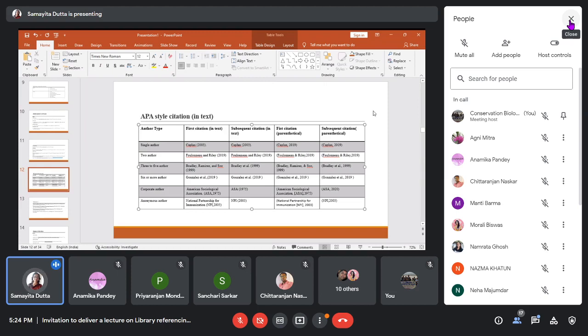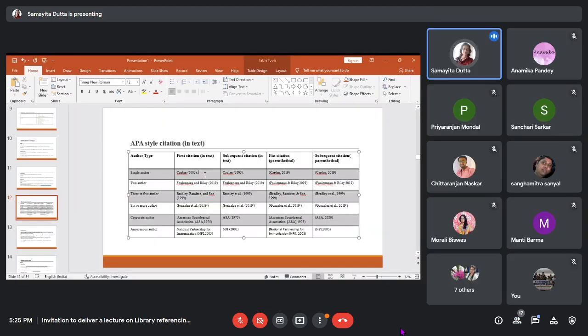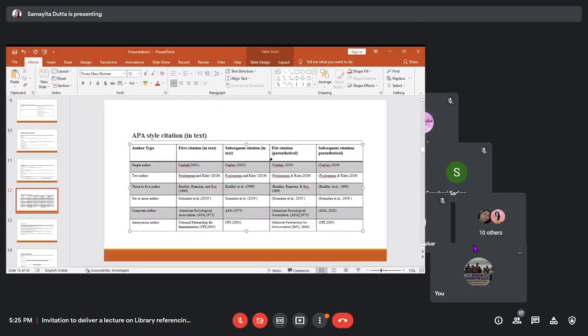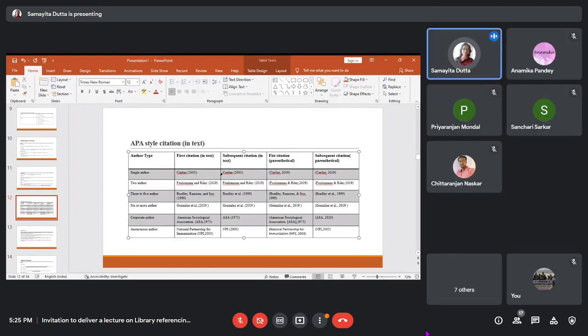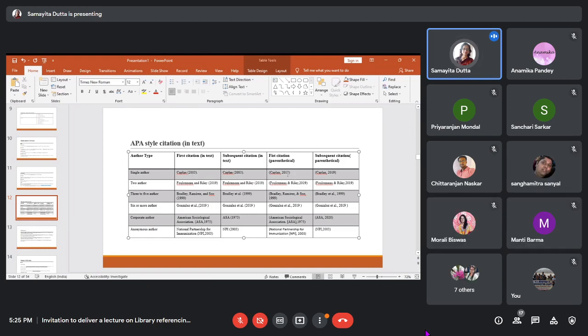So at first, in the case of a single author, you write this way. The year of publication of the source is mentioned in the bracket, along with the author's name. In the case of subsequent citations, if the name comes several times, it is mentioned in this way. These are in-text citations, maybe parenthetical. In a narrative citation the year is in brackets, but in the case of a parenthetical citation, both the name of the author and the year of publication of the source should be in brackets.